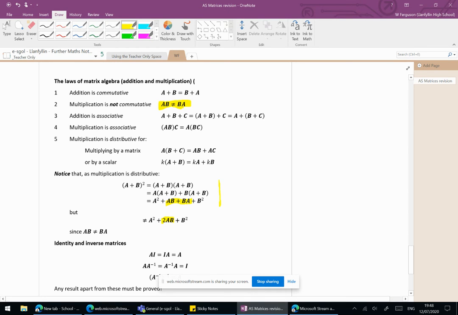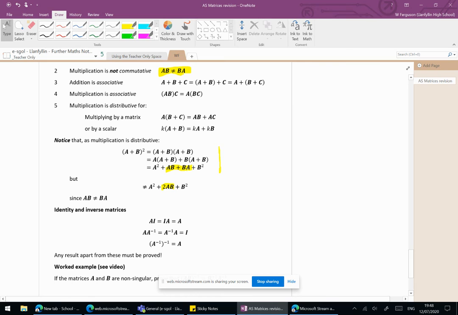So those are your essential laws. A quick word about identities and inverses, and this in particular really only applies to square matrices, and I'm only going to be dealing with 2 by 2 square matrices. You might well have to do this with 3 by 3 matrices, but that's okay. It's the same rules, just for the sake of keeping it fairly straightforward at the moment, I just want you to be imagining these as 2 by 2 matrices.